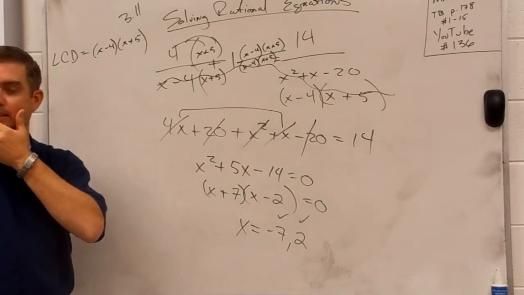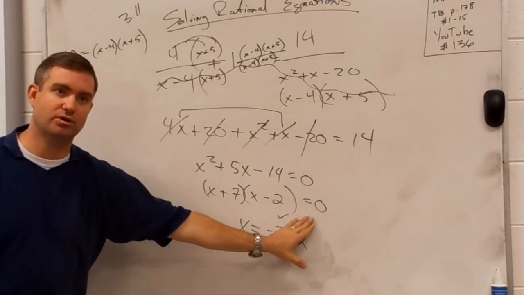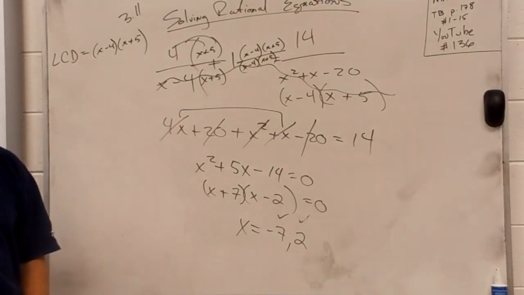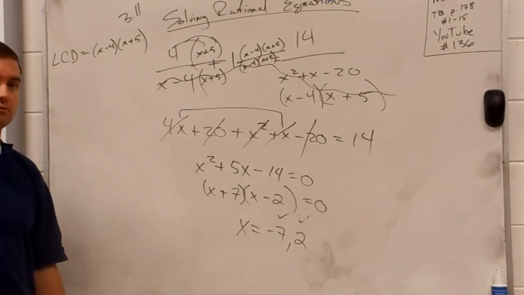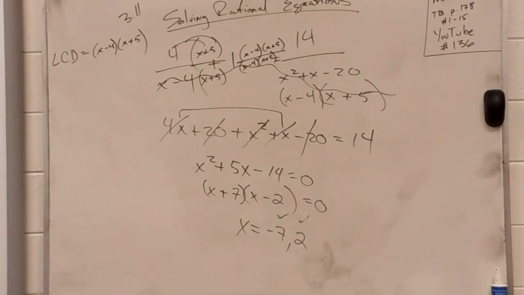So when one doesn't check out of the two, you would just eliminate it. That's right. If we had gotten positive 4 as an answer, eliminate it. You wouldn't have to plug it in. Okay? Because that's an excluded value. Anybody else? Good question. Anybody else?